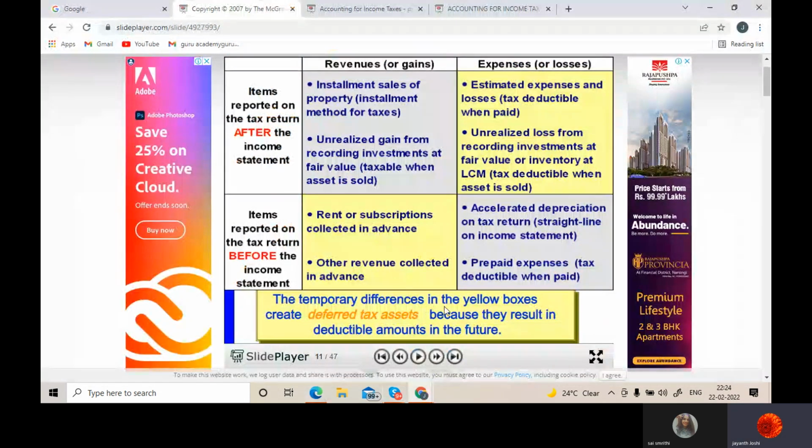So the temporary differences in the yellow boxes create, so this is, they are speaking about yellow boxes. I'm speaking about blue boxes. Okay. Smriti, is it clear to you?